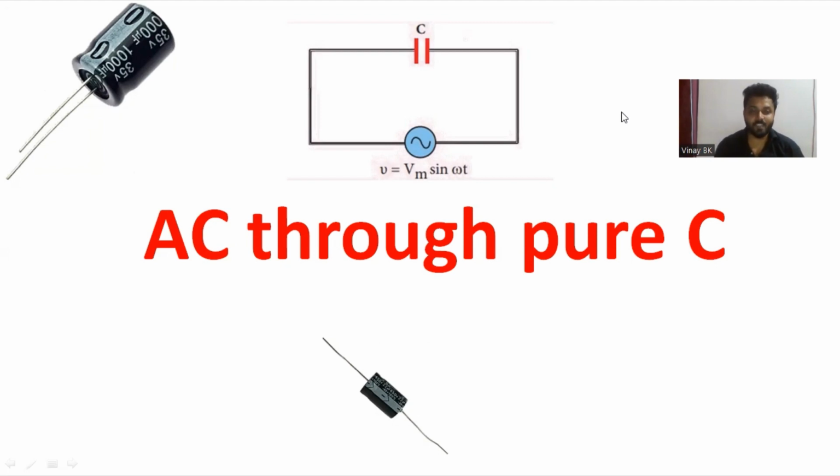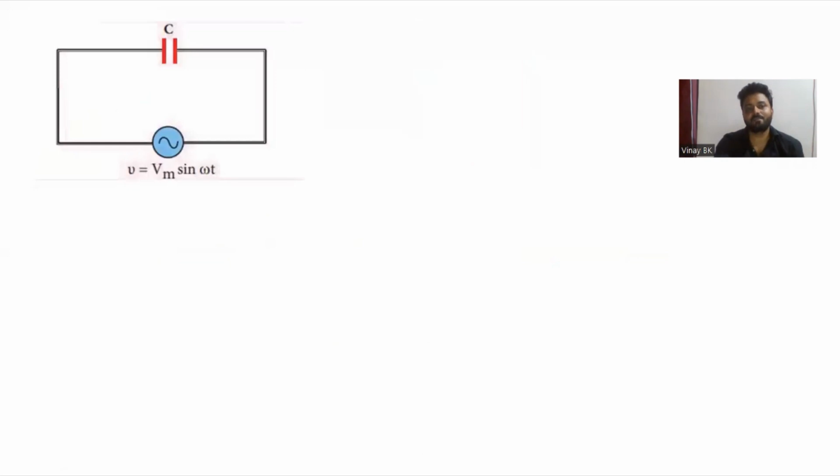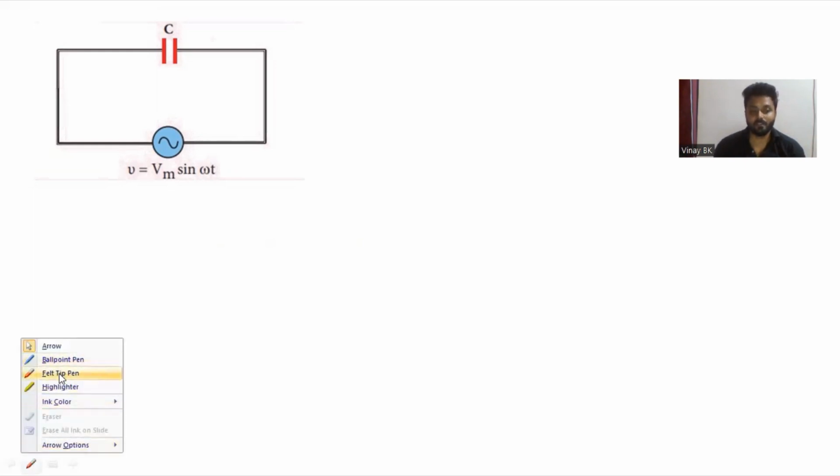So in this video, I'm going to explain about AC through pure capacitor from the subject called Elements of Electrical Engineering, especially for first year engineering students. Now let us consider a pure capacitor which is connected across voltage source V. Whenever the voltage is applied to the capacitor, current starts to flow through the capacitor and the capacitor starts to charge.